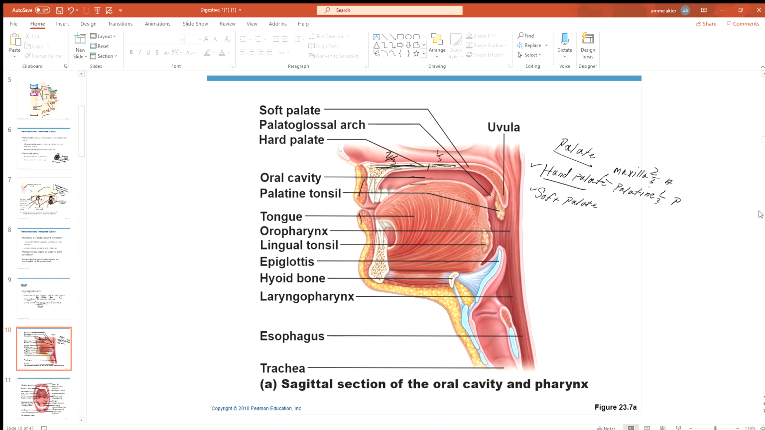Soft palate is this part. This is the soft palate, and if you see the soft palate, this is a skeletal muscle, and that muscle is covered by a thick mucosal layer. So skeletal muscle covered by thick mucosa. Now that is the palate. Then next organ is the pharynx, okay, and then esophagus. So this is esophagus.